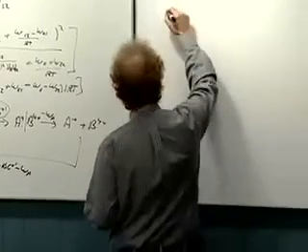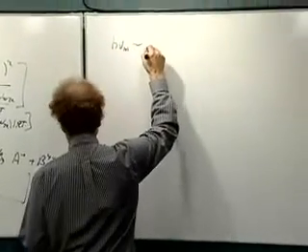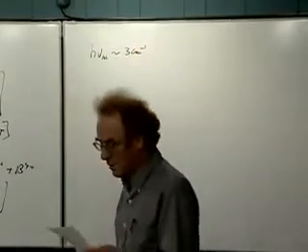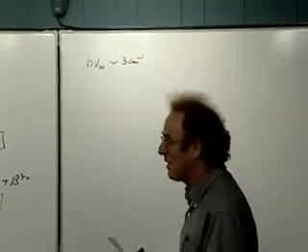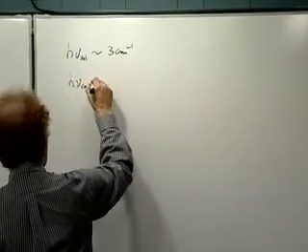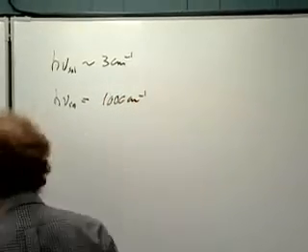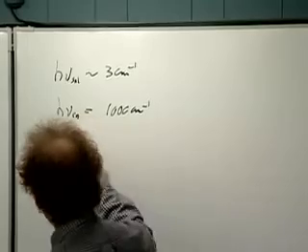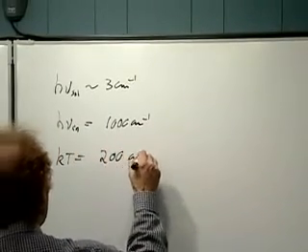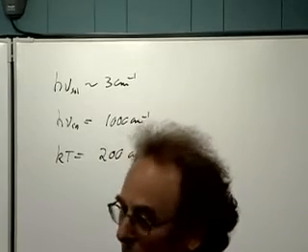Okay, for the vibrations of the solvent, we say they're of the order of 3 centimeters minus 1, something of that sort, within probably a factor of 20 or 30. And the inner sphere vibrations are, say, 1,000 centimeters minus 1. Okay? And kT is 200 centimeters minus 1. So kT is in between them.